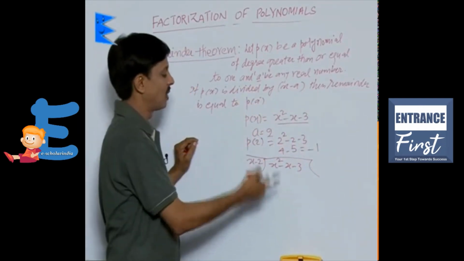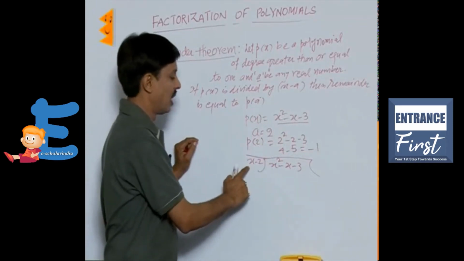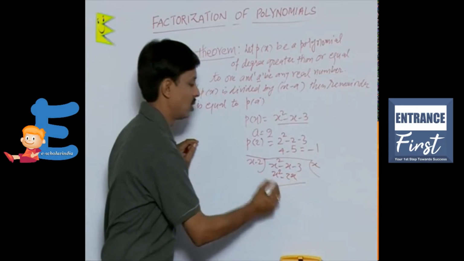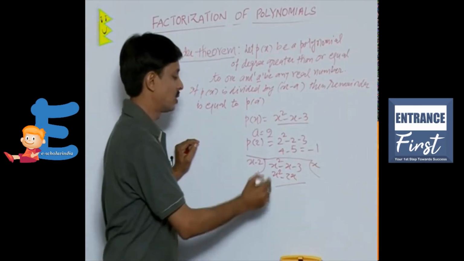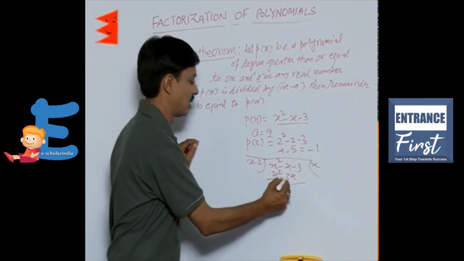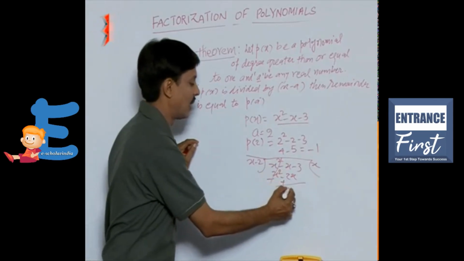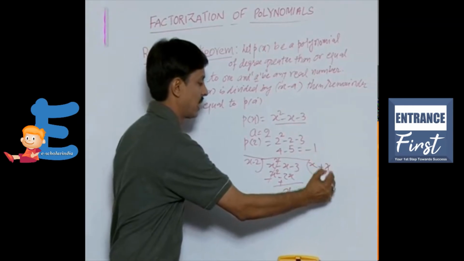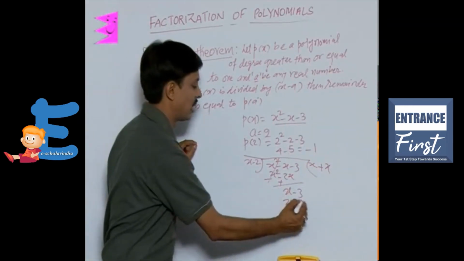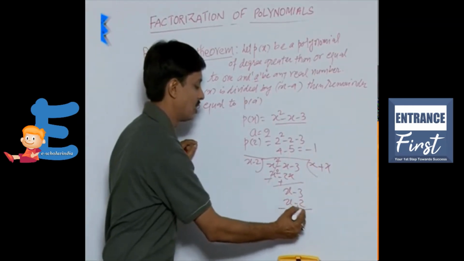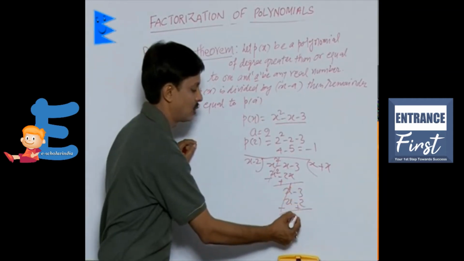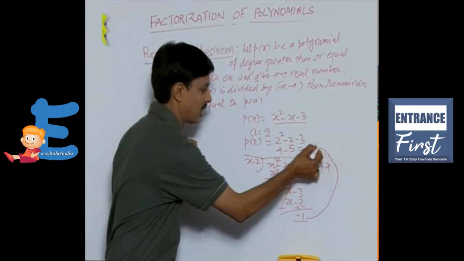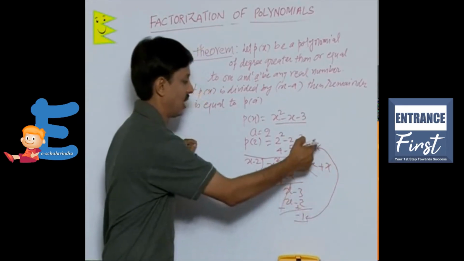Now if I perform the division, what is the remainder actually? In x minus 2, I will take x, this becomes x square minus 2x. Then x square minus 2x, minus and plus will get cancelled. I will be left with x minus 3. Now I will take plus 1, then I will get x minus 2. Now minus and plus get cancelled. Minus 3 plus 2, the remainder is minus 1. So the remainder is minus 1, and here the value of P of 2 is minus 1.